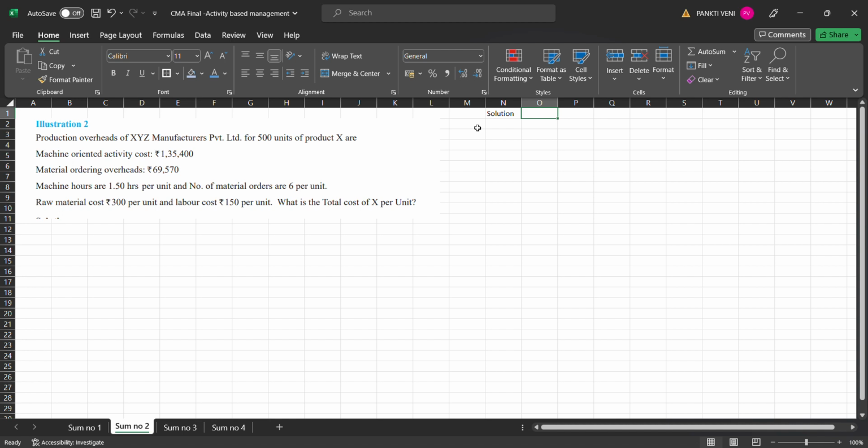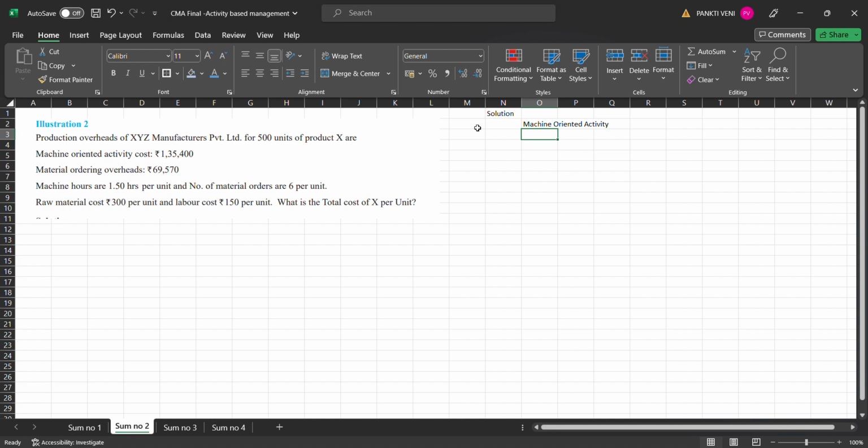So the first one is machine oriented activity. Here in this question, they have given us details related to activity. That is, they have given us cost bifurcation activity wise. For preparing a product, the XYZ manufacturing company has divided the costing as per activities. If I go for ordering activity, I'll have this much cost. If I go for machine oriented activity, then I'll have this much cost. So our solution also will be in terms of activities.